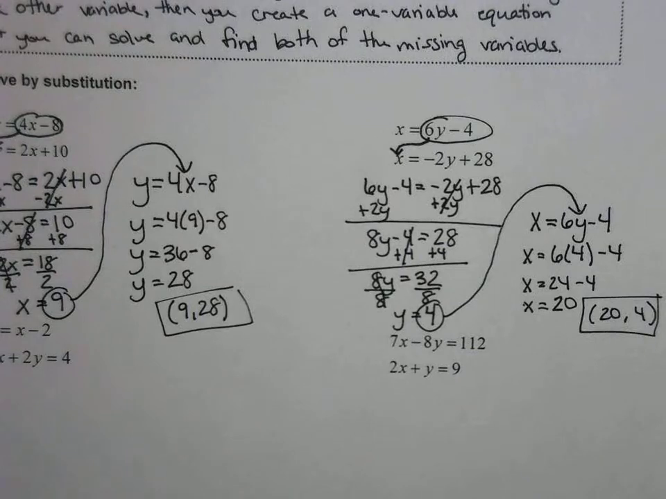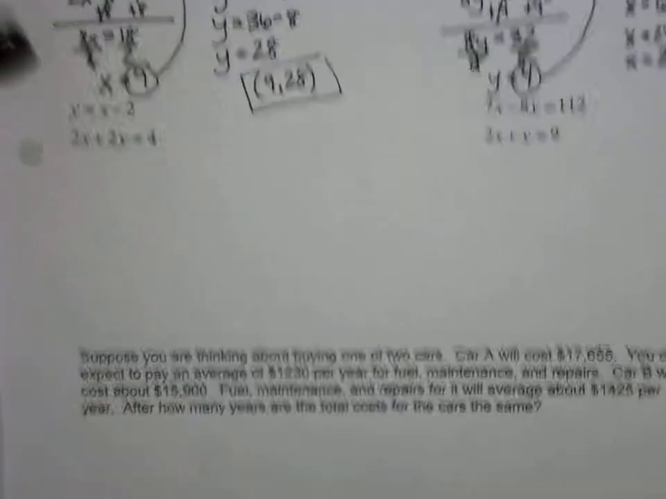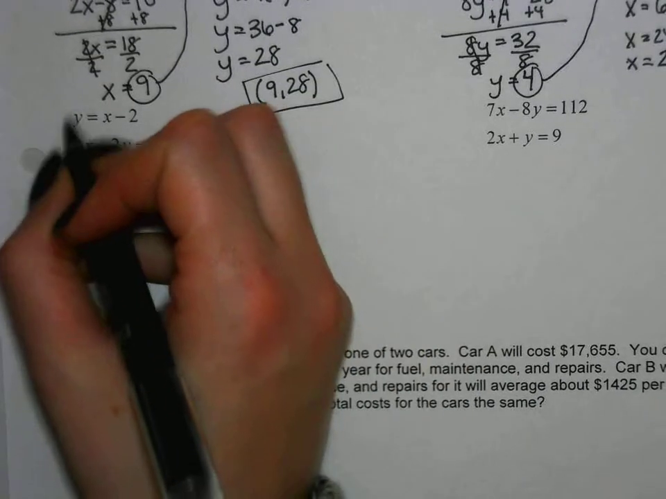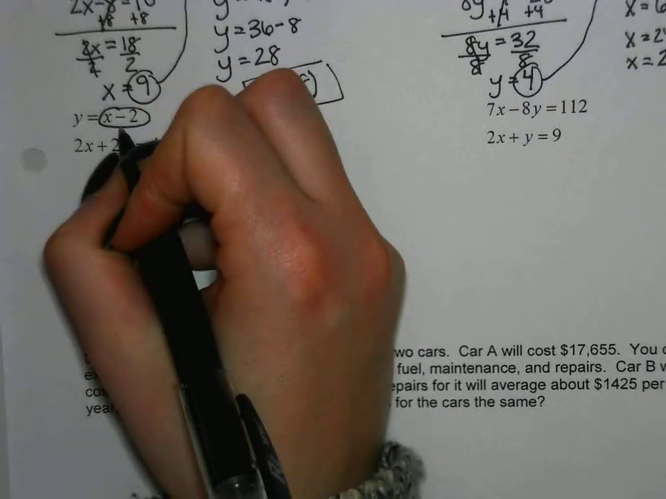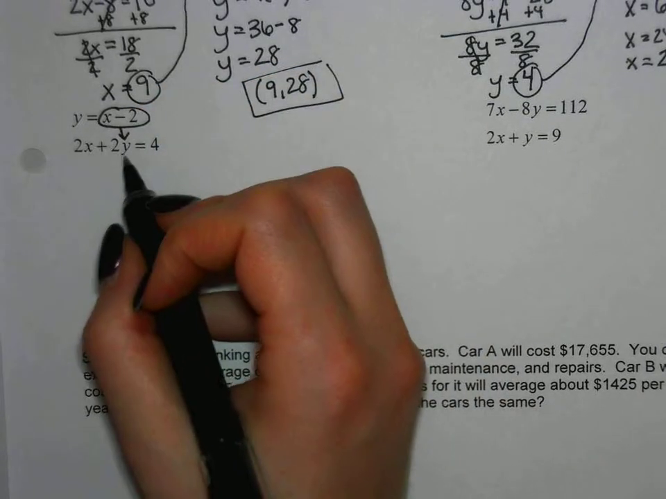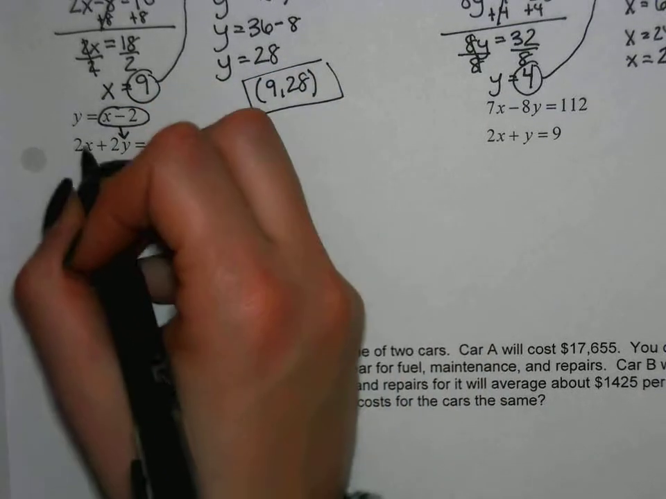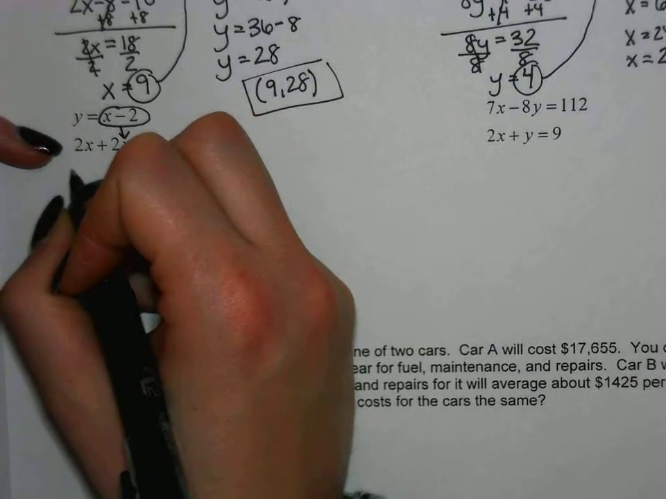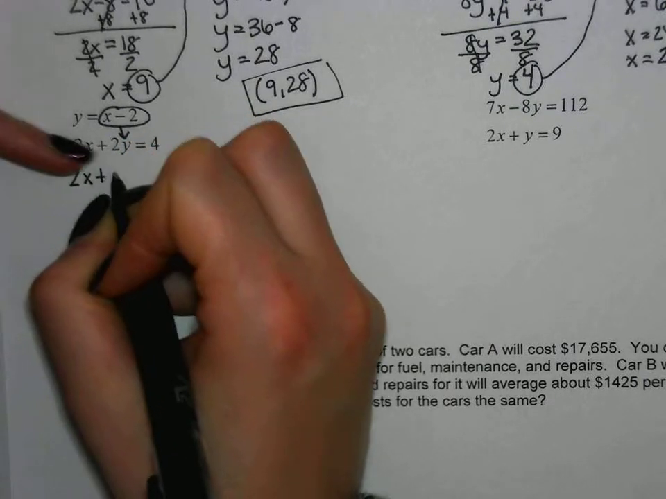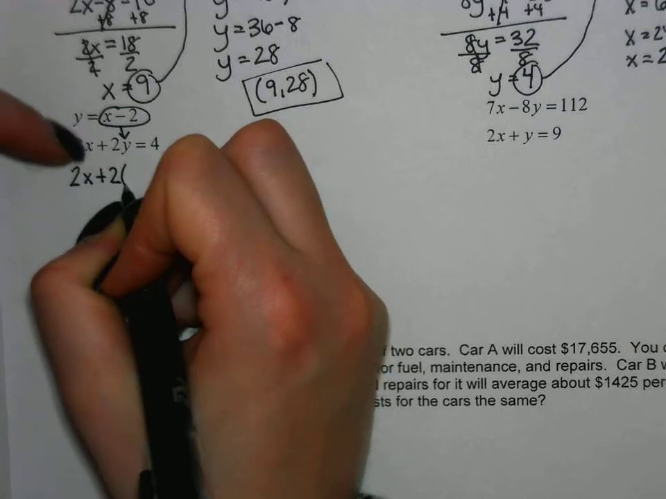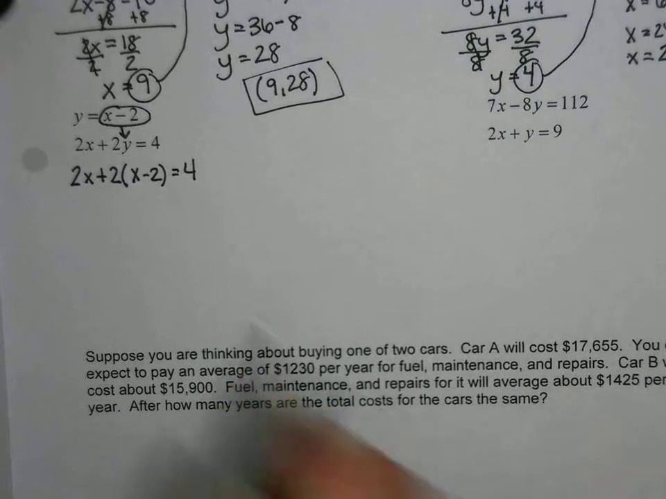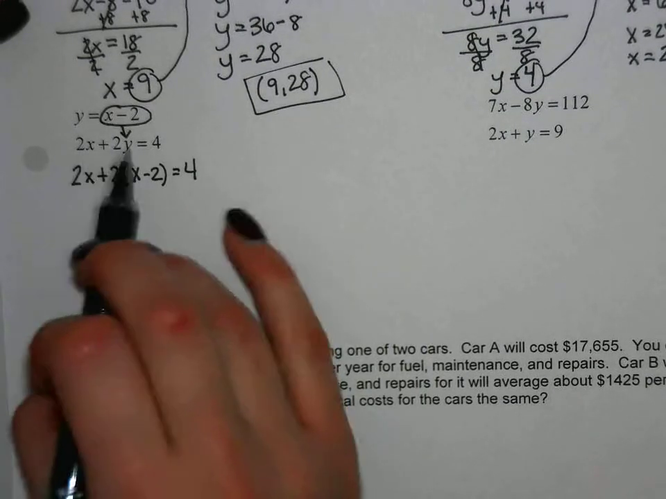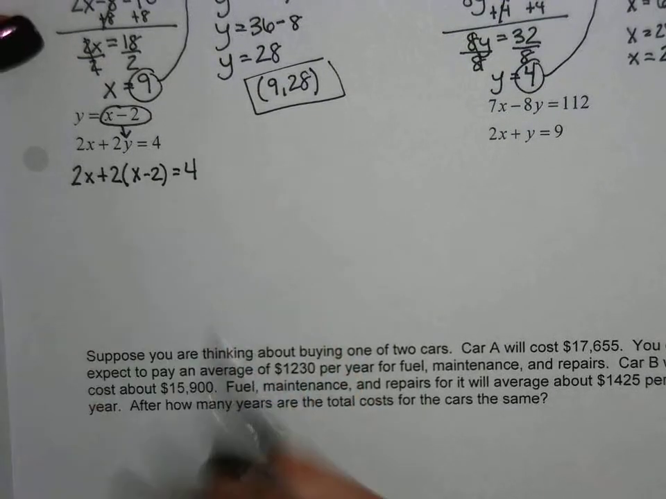So let's look at something that looks a little bit different, but we're still using substitution. So here I have y all by itself, so I'm going to substitute and replace my y value. So I'm going to take my x minus 2 and substitute it in for my y. So to rewrite my bottom equation, I have 2x plus 2, but instead of my y, I'm substituting in x minus 2, and it equals 4. So I went from having two variables in both of my equations to now I only have one variable.